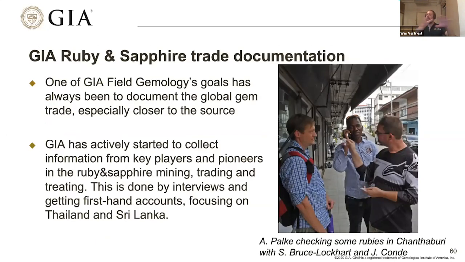I just want to give some background on all of this information as well. And that what GIA field gemology does is that GIA also documents the global gem trade. Field gemology is not only going to the places and collecting stones, it's also collecting information. And especially when that information comes closer to the source, because that is where there's a lot of questions. There's a lot of unknowns.